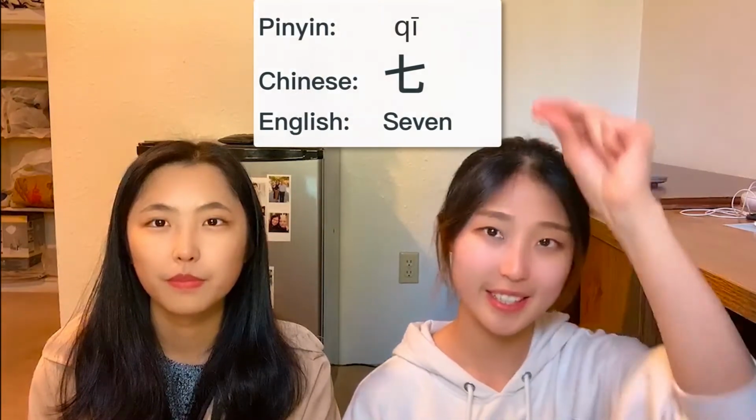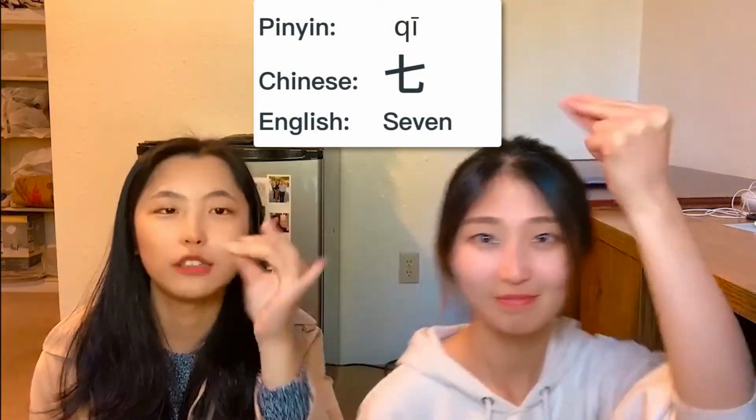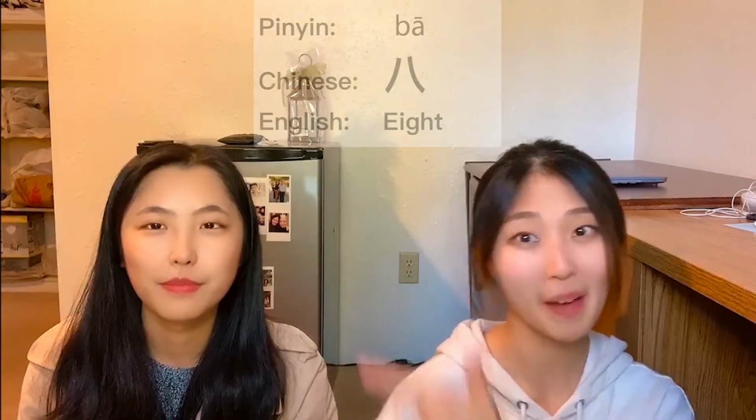Same. 7 is qi. The gesture is a bit weird. It actually reminds me of this. Can you do this? No. Try. It's entertaining. Oh, good! I barely can do this. It's fine, you're fine. And then 8 is ba.